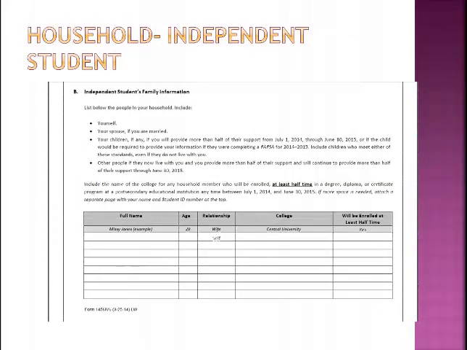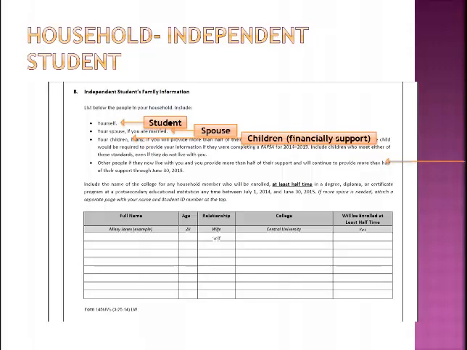Most verification forms require that you list people in your household. This household is for an independent student. You should list yourself first, list your spouse if you're married, list any children if you provide more than 50% of their financial support, and then list any additional people who currently live with you and you provide more than 50% of their financial support and will continue to do so through June 2015.